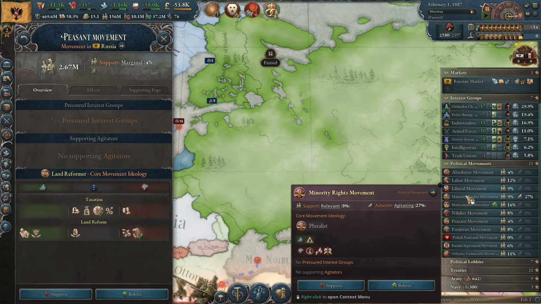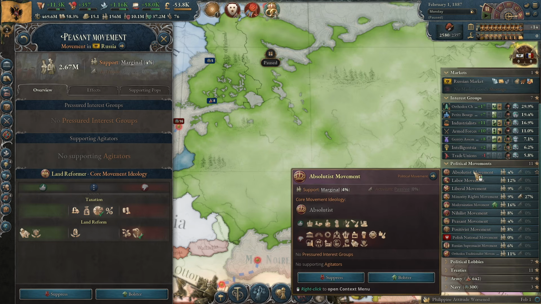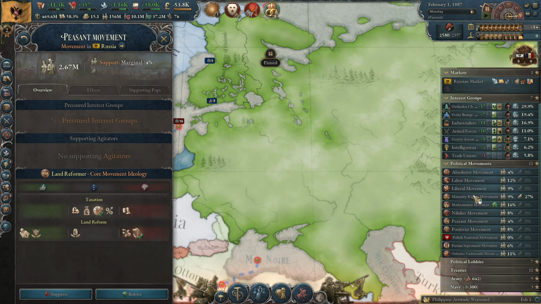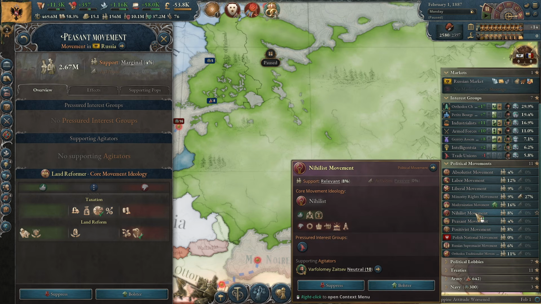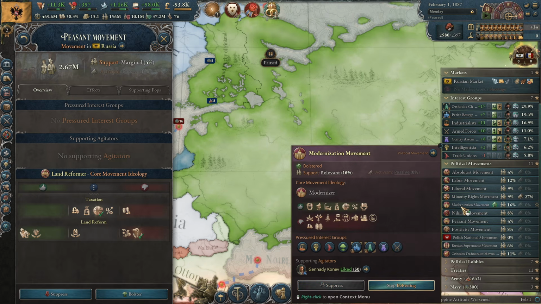Some movements can come back, such as the royalist movement. It will always be around, as long as monarchy exists. But things such as the peasant movement and I believe the nihilist movement can actually be pressured out of existence, so long as all relevant supporting agitators have also been removed from your country.